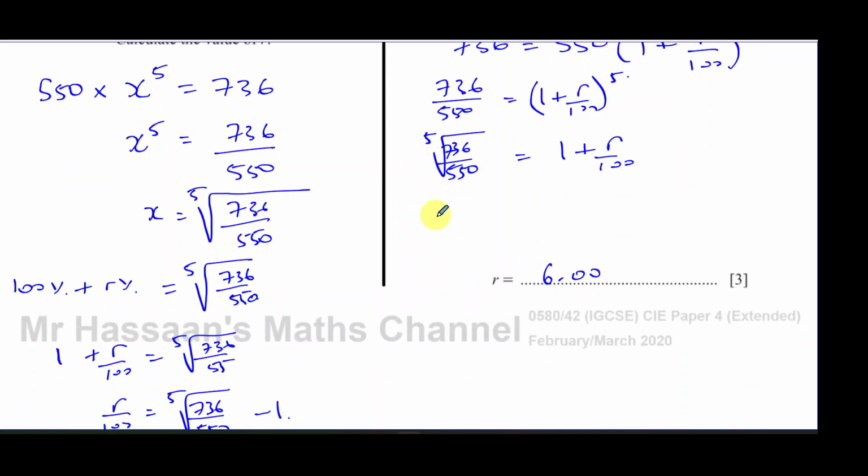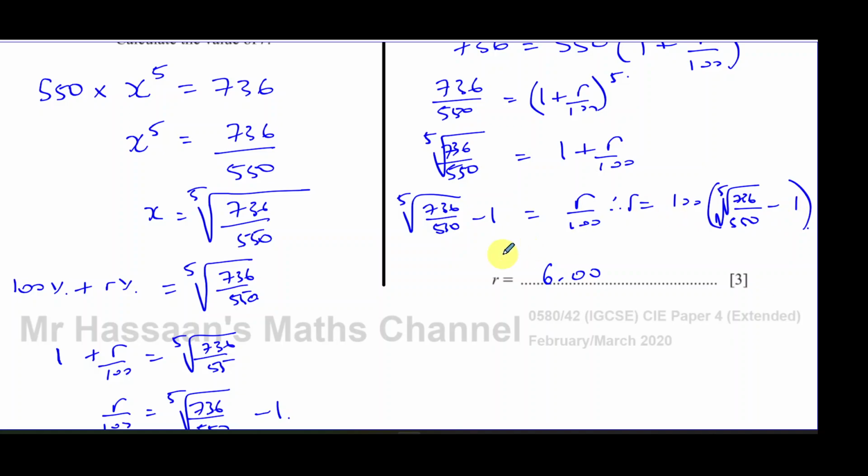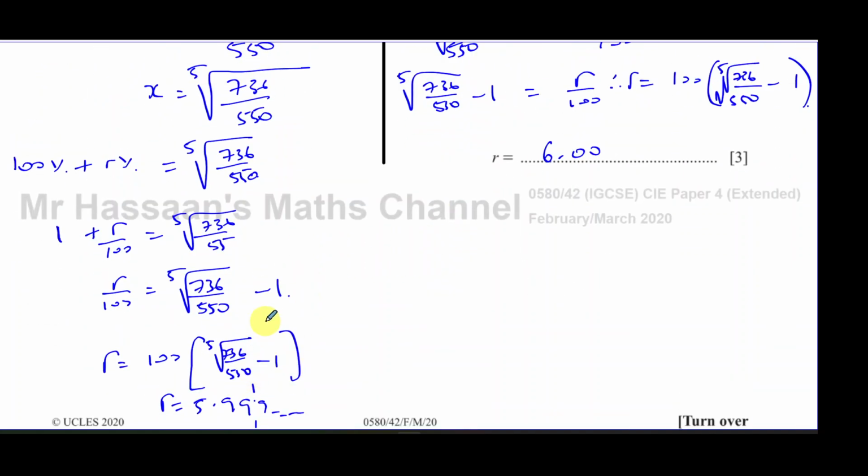So we can subtract 1 from this. So we have the fifth root of 736 over 550 minus 1 equals R over 100. So therefore you can say R is equal to 100 times the fifth root of 736 over 550 minus 1. So all of this is under the fifth root, with the minus 1 outside the root. It's exactly the same stage we got to there. They're exactly the same thing, and so the answer is going to be the same.